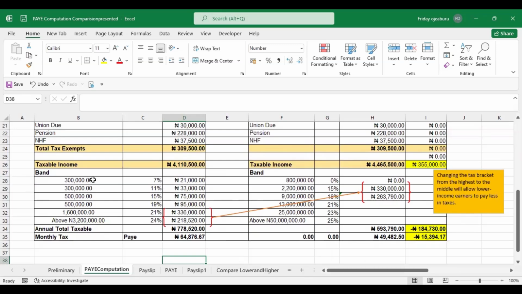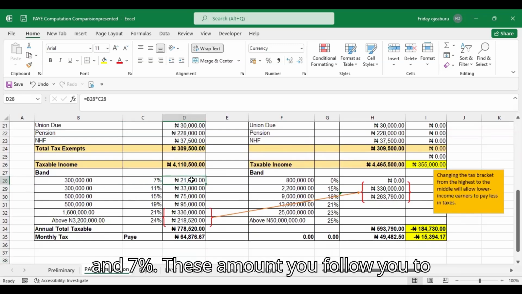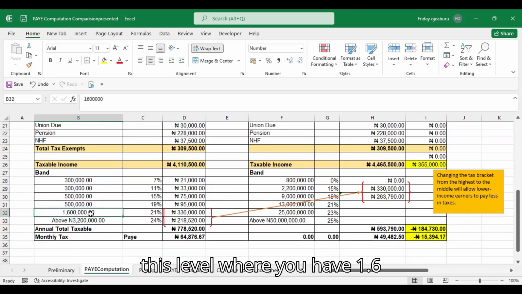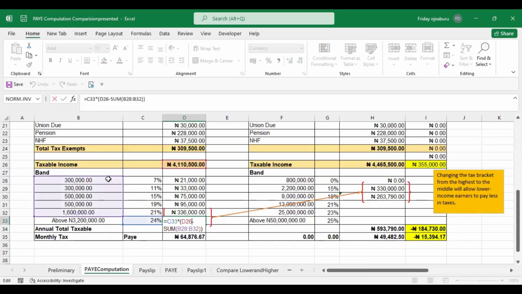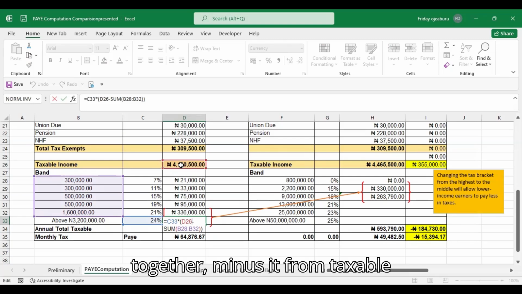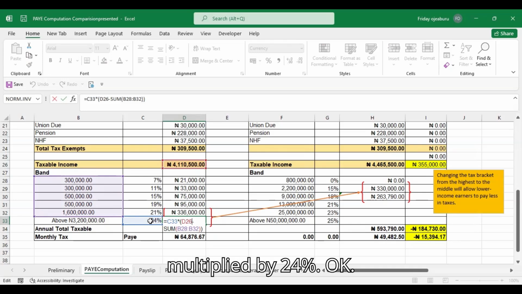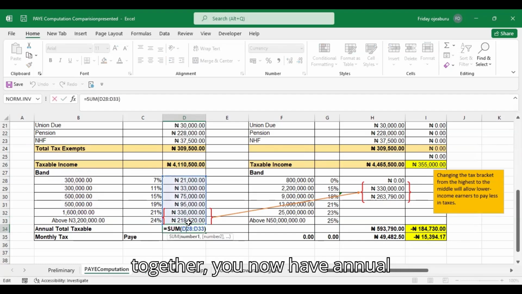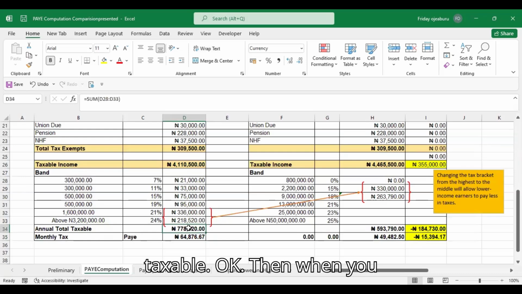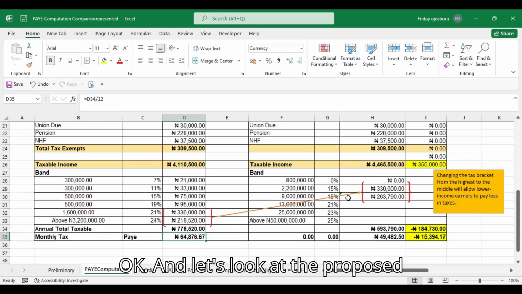If you apply the tax band, you see the first 300,000 at 7%, this amount, you follow it to this level where you have 1.6 million, and it's based on 21%. Now you compare to calculate the amount above 3,200,000. You see my highlights now. From here, B28 to B32, you add it together and minus it from the taxable income. The difference is multiplied by 24%, and that's what you have there. So when you add all this together, you now have the annual tax. Then when you divide this by 12, you have the monthly tax for the old method. And let's look at the proposed method.